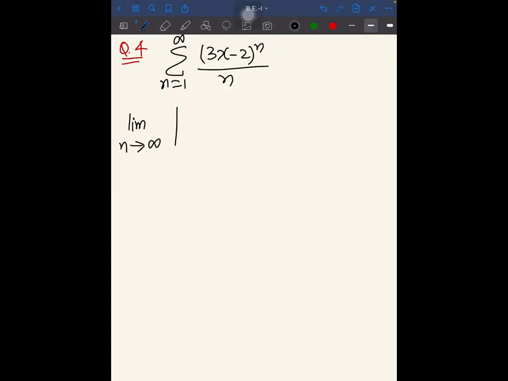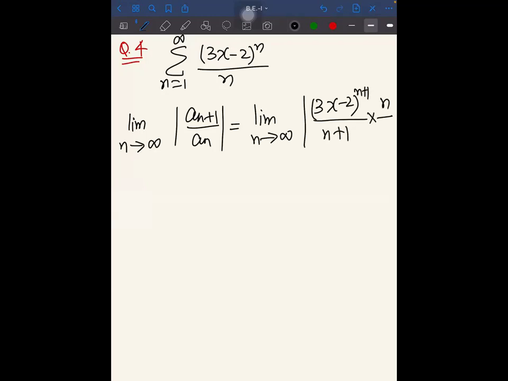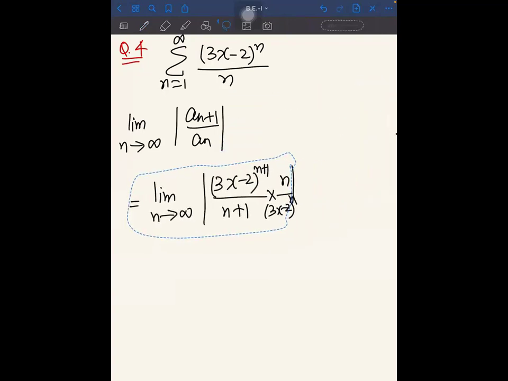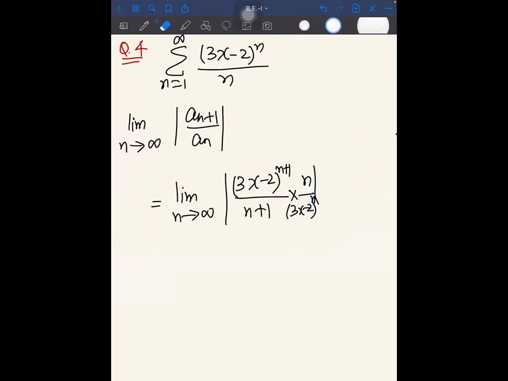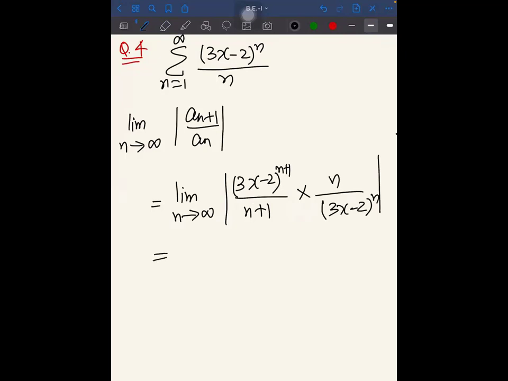Let's say again limit n tends to infinity of a_{n+1} upon a_n, and that is (3x minus 2) raised to power n plus 1 upon n plus 1, into n upon (3x minus 2) raised to power n, modulus. Right? Is it okay? Okay, let me put it into the next row. So this is n upon (3x minus 2) raised to power n. Is it fine now?